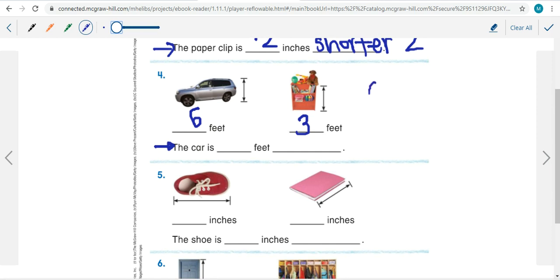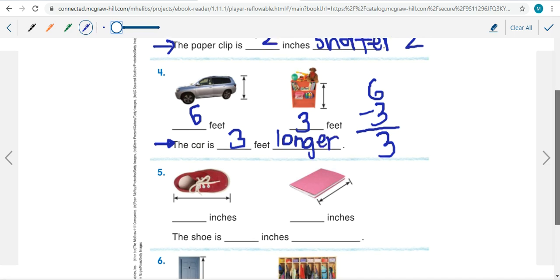We are going to subtract. We're going to do the same thing as in the other example to find the difference. How much is 6 minus 3? The answer is 3. So the car is 3 feet longer, okay? As you can see, the car is longer, okay?